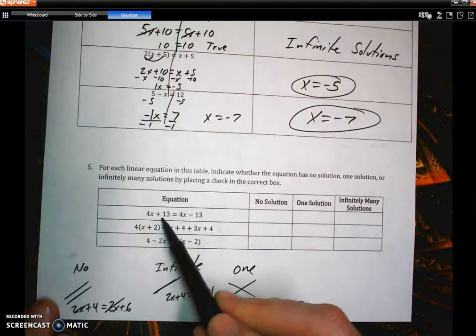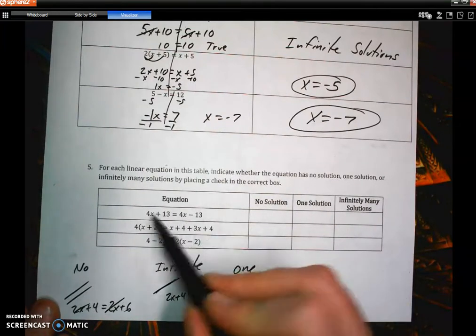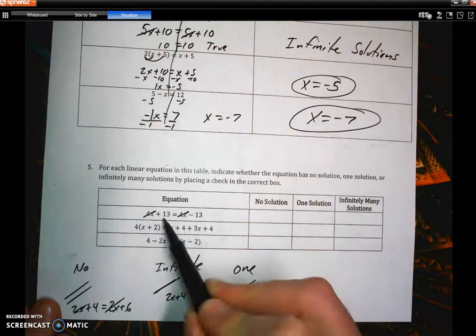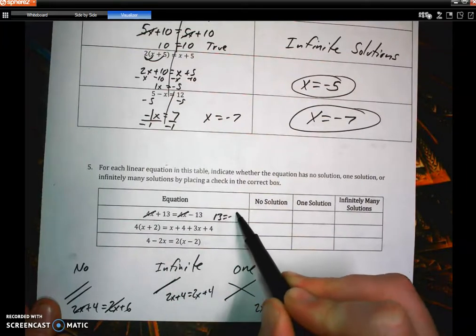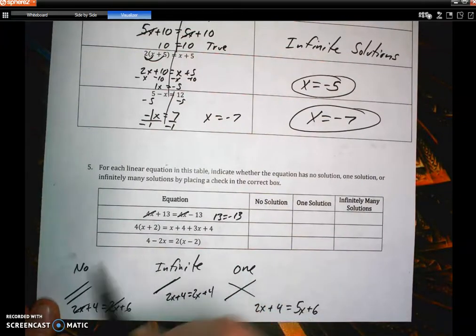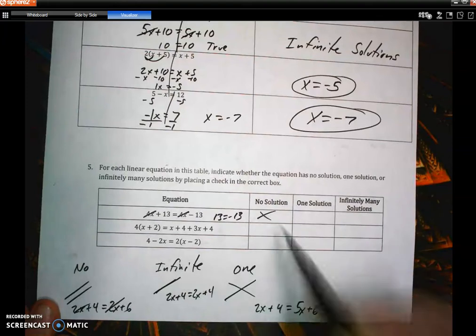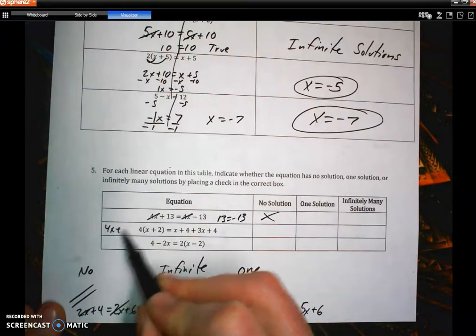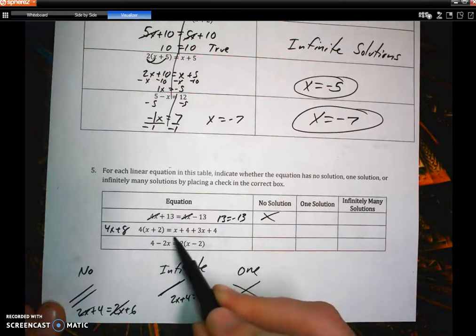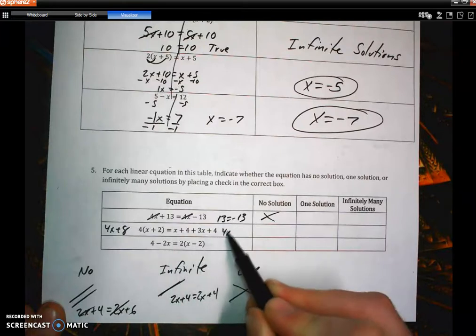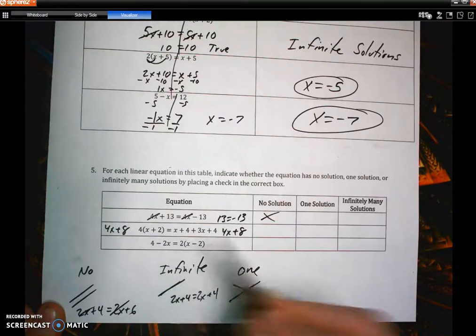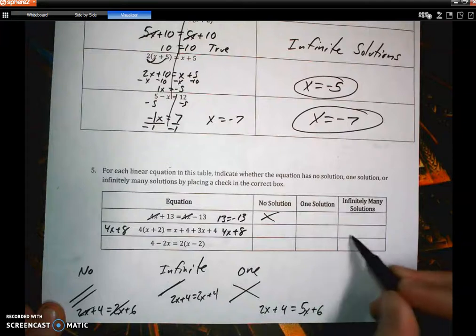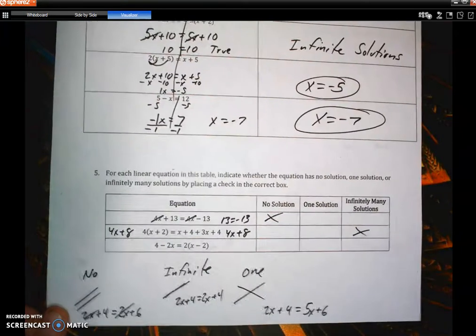So 4x plus 13 equals 4x minus 13. If I cancel out the x's, I get 13 equals negative 13. That's false. That means it's going to be no solution. Do the math here. 4x plus 8. On this side, I get 1x, 3x. I get 4x plus 8. Notice 4x plus 8, 4x plus 8, they're the same. That's going to be infinitely many solutions.